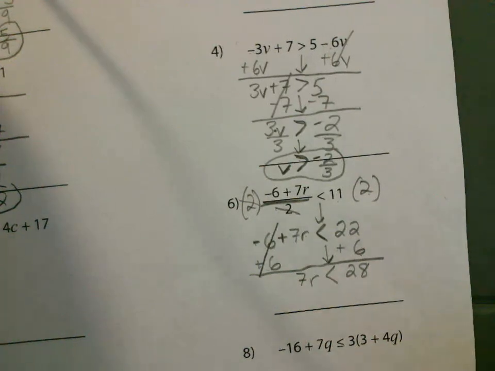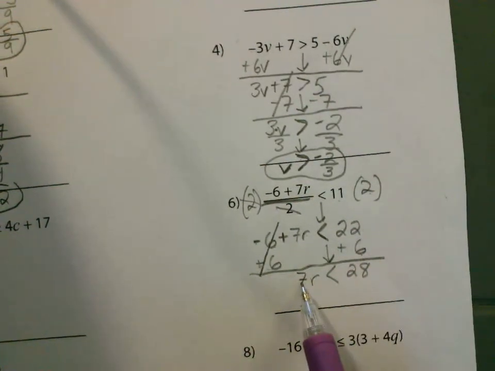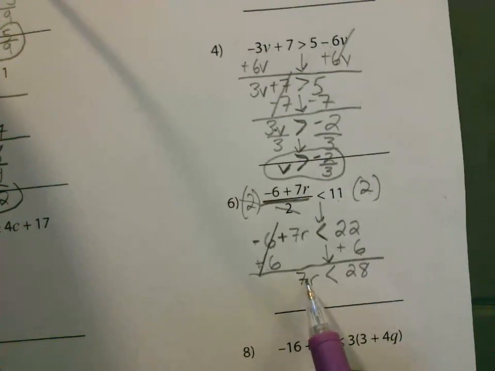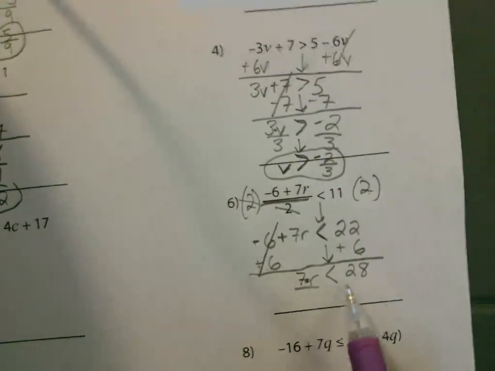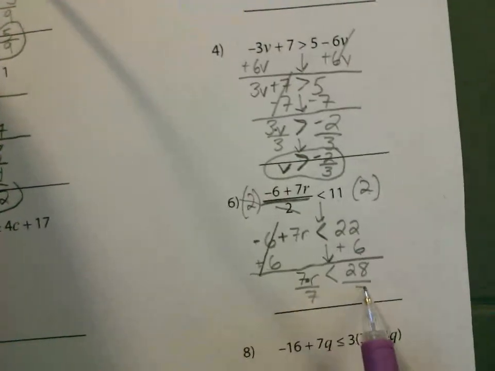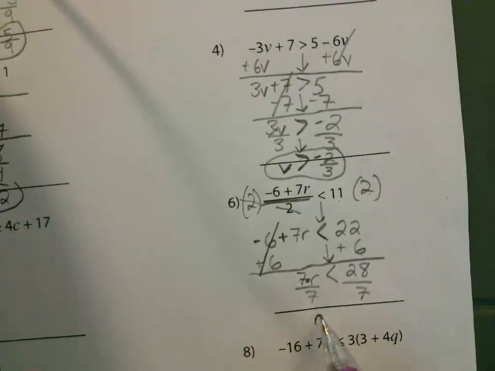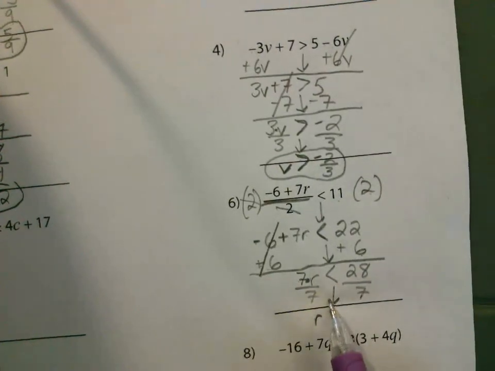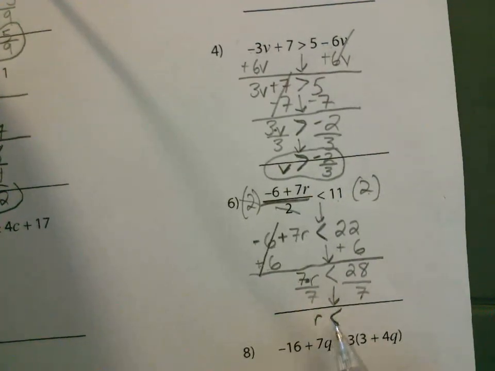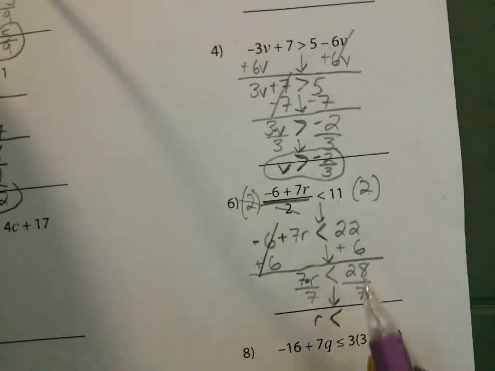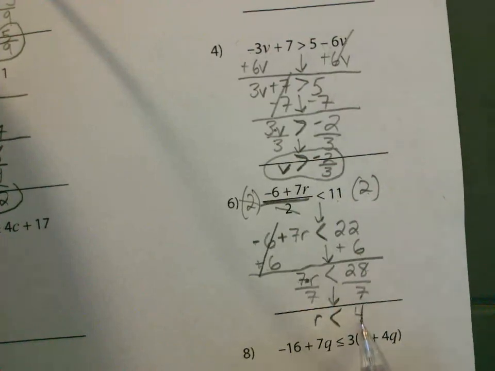Now what are we going to do in order to get rid of the 7 that's attached by multiplication? We're going to divide both sides by 7. 7 divided by 7, or 7 goes into 7 one time. So we're left with 1r, or just r. Bring down the less than symbol. 28 divided by 7 gives you what? 4. So r is less than 4.